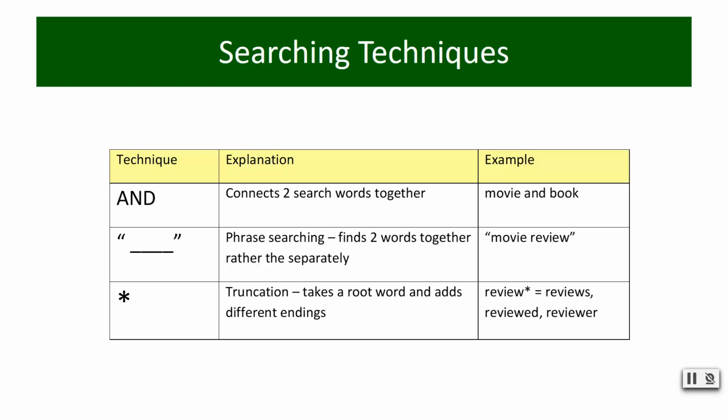Next, I have truncation, which is the asterisk, which takes a root word and adds different endings. So in my example, I have review with the star, and that will give us reviews, reviewed, reviewer. Notice that the word review is a full word and it is the root word. Sometimes the root word is not a full word, it is part of a word. So please be aware of that. You cannot use the asterisk at the end of a word that is not going to have any other ending to it.